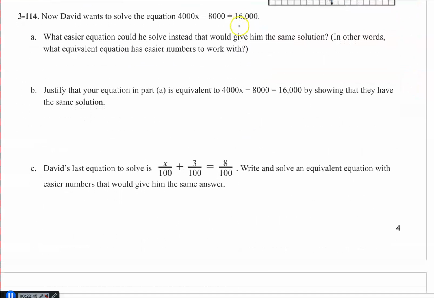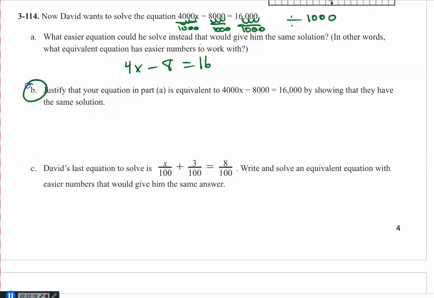3-114. We want to solve this equation. What's an easier equation we can solve instead? Well, there's 3 terms. Each of them has 3 zeros. So we're allowed to move the decimal place over 3 times. This is the same as dividing everything by 1,000. So maybe I'll write it like that, divide each term by 1,000. So that's going to be 4x minus 8 equals 16.